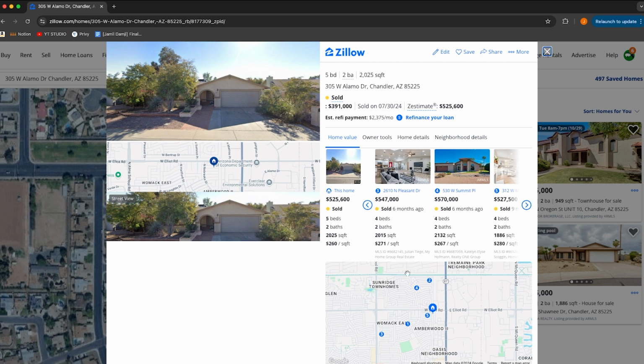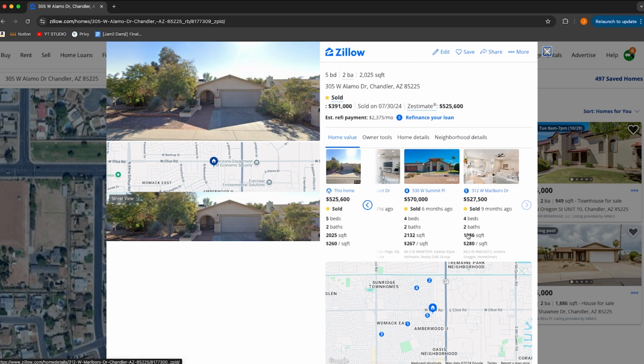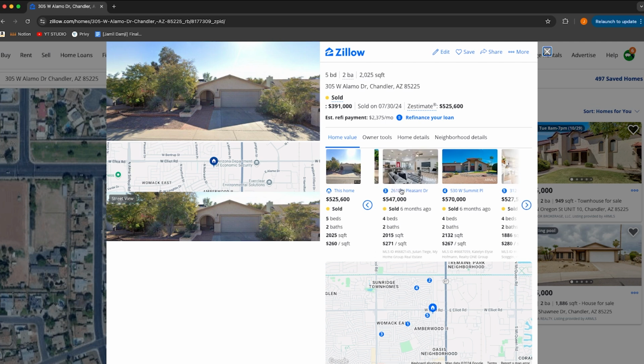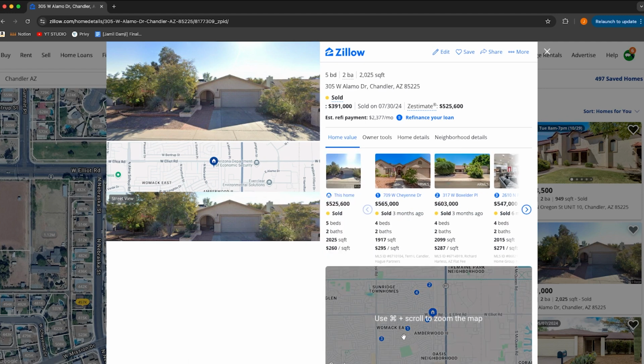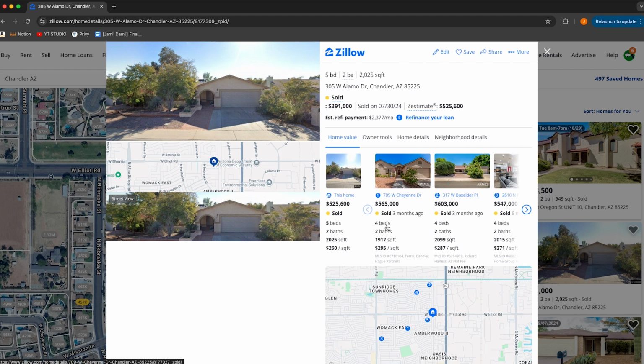So what stays? Number 5, which is a 4-bed, 2-bath, 1886er that sold at $527,000. So it's about 200 square feet smaller than my subject, and it's right by my subject here, 312 West Marlboro. And then number 1 would probably also be a comp, this 565, which is right over in our subdivision as well, in this Amberwood subdivision. So, and that's a 4-bed, 2-bath, 1917 square footer.